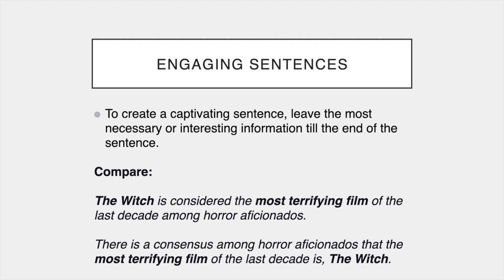There is a consensus among horror aficionados that the most terrifying film of the last decade is The Witch. Now, the second sentence keeps the reader asking questions as they read. What is the consensus among horror aficionados? What is the most terrifying film of the last decade? Etc. The subject and adjectives describing the subject are withheld to the end.